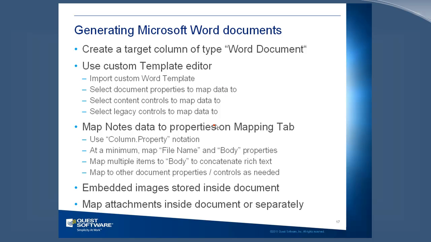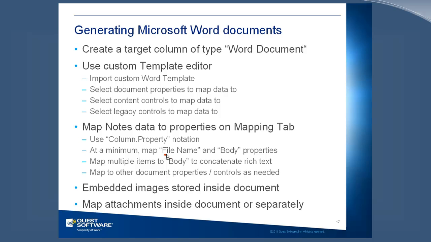When you do the mapping for generated documents like this, we have a new notation, column.property, where the column name might be something like Word document. So it'd be Word document dot file name or Word document dot body. And so for this one column you've added, you have multiple things you can map to.